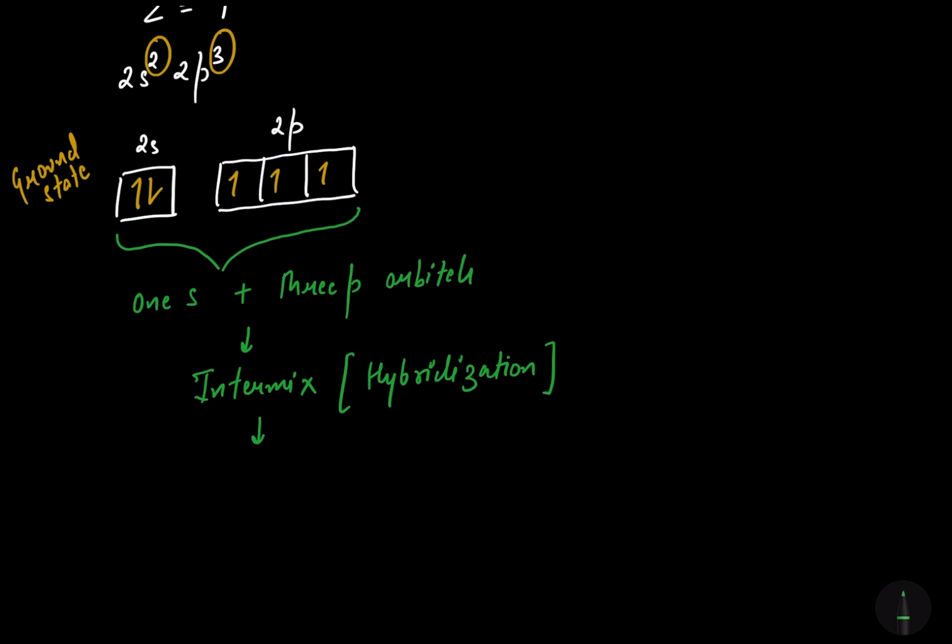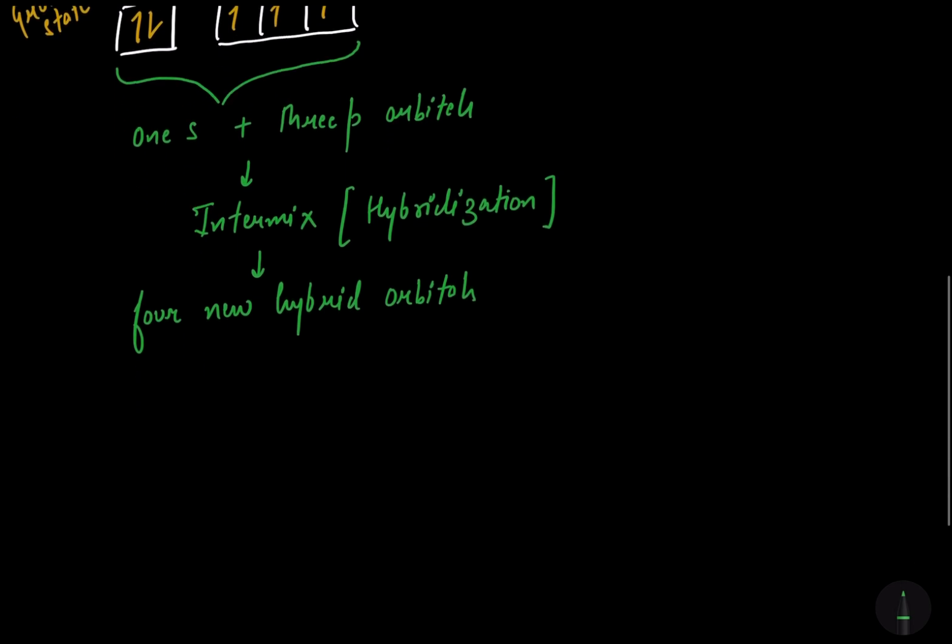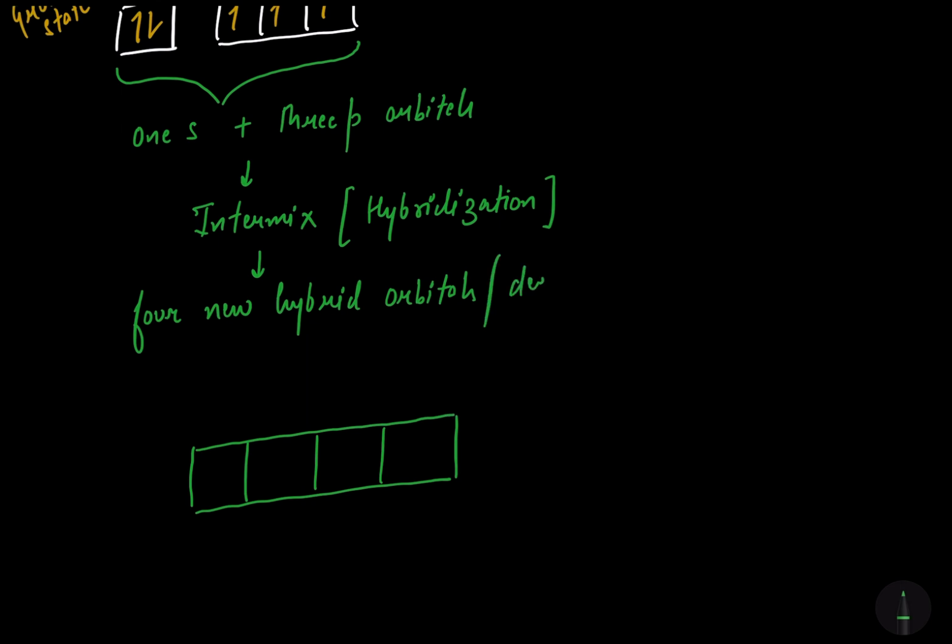So we are going to have 4 new hybrid orbitals, and they all will be degenerate because of the equal energies of all the 4 hybrid orbitals. So these are the 4 hybrid orbitals with equal energies, also called degenerate orbitals.